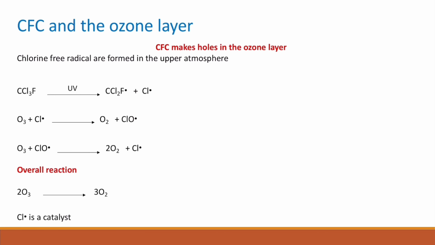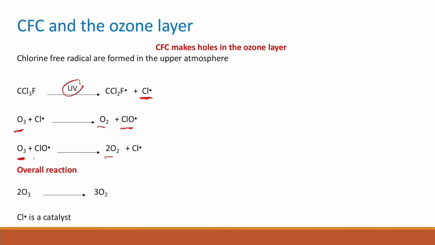The chlorine free radical under the UV light will react with the ozone to give you oxygen and another free radical, which is going to react with another molecule of ozone to give you oxygen again and another chlorine free radical. The chlorine free radical here acts as a catalyst because it's regenerated in the reaction.